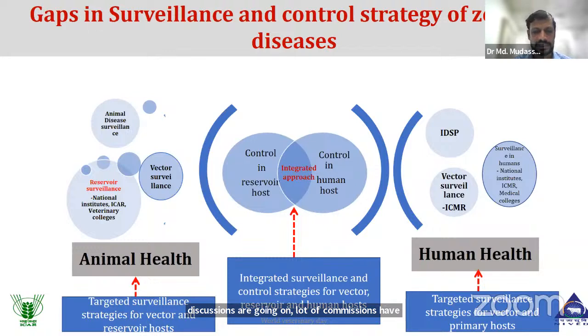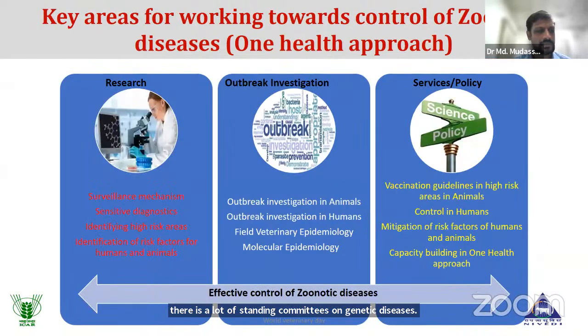A National One Health Institute has also been formed, and there are a lot of standing committees on zoonotic diseases. A lot of efforts are going on post-COVID. It's not that nothing is being done, but there are still some gaps we can address. What are the areas where we can work together? And in every place there is a role for the veterinarian. Most of the time it is the veterinarian in the field who plays a very important role for both livestock and zoonotic diseases.